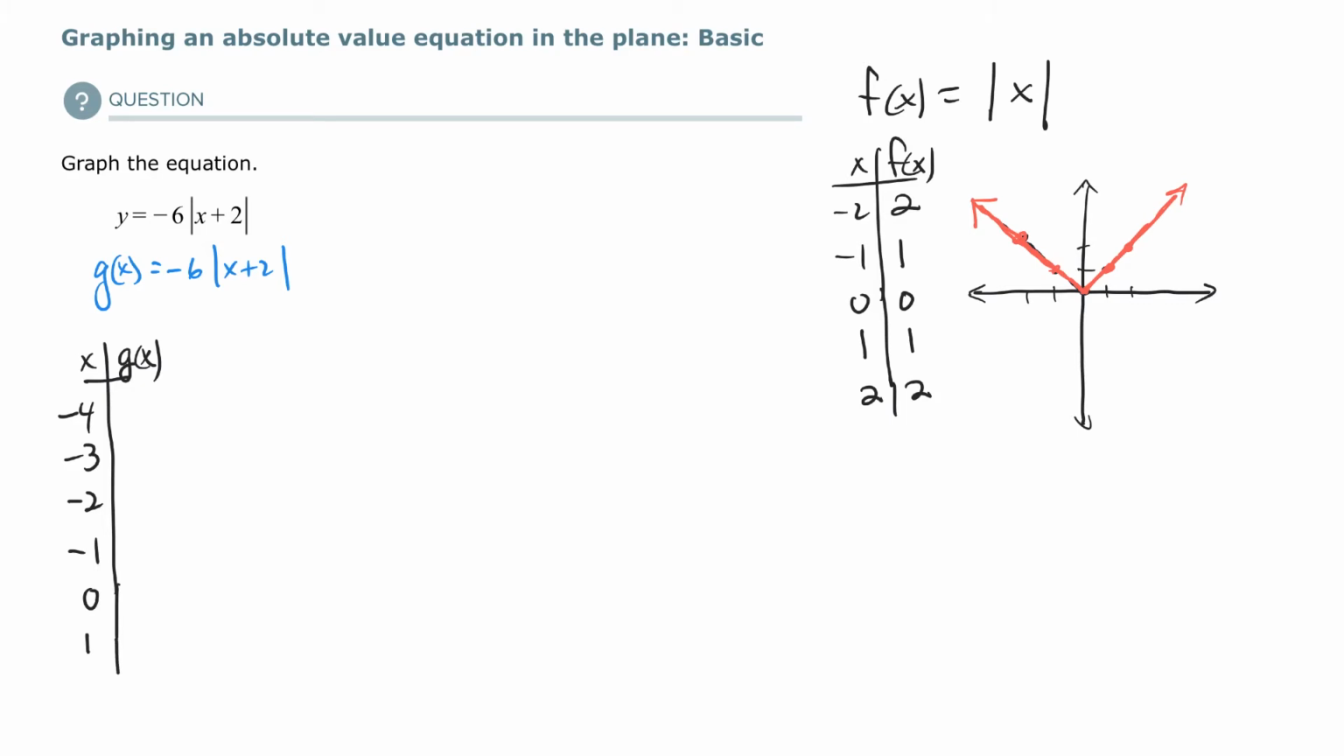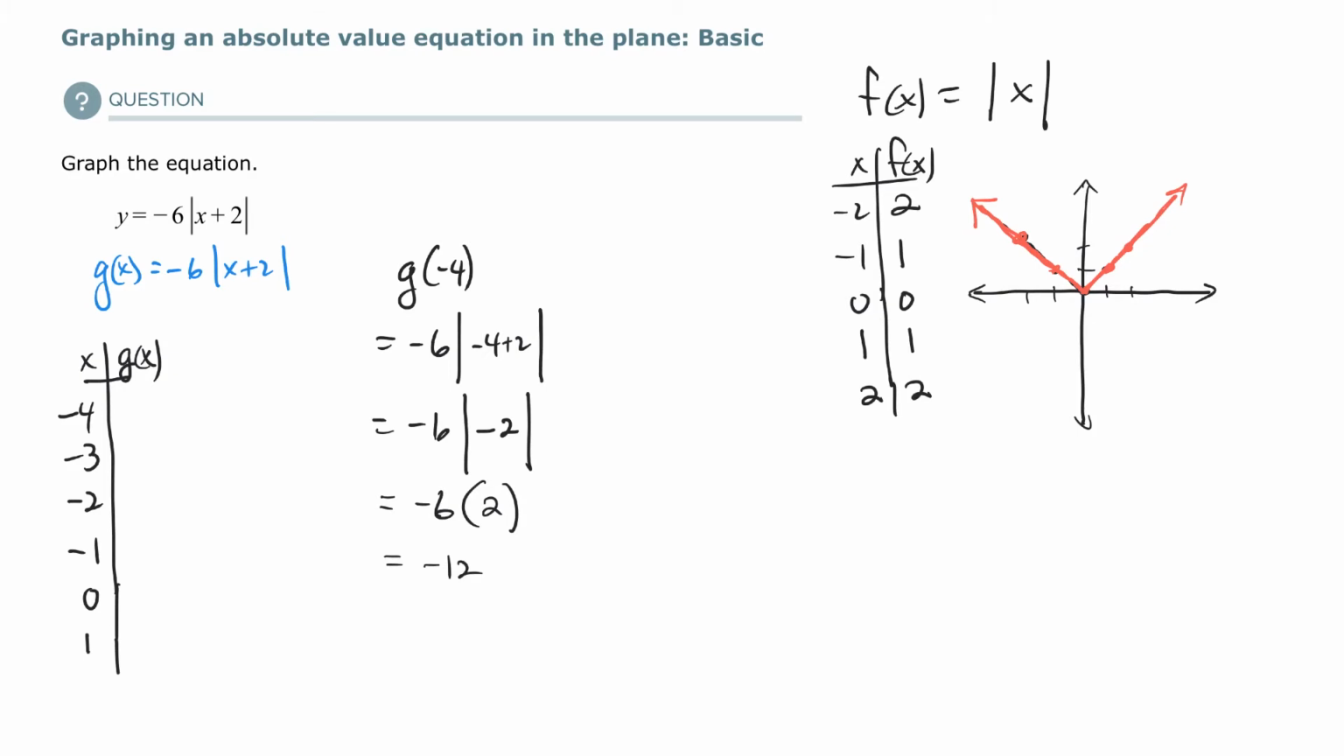Let's look at g of -4. What is g of -4? It's an expression, so it's going to equal -6 times the absolute value of -4 plus 2. Now the absolute value acts as parentheses. So we have to do inside the absolute value first. That would be the absolute value of -2. That says -6 times the absolute value of -2. So -6 times now +2 because we took its absolute value. So we get -12. So at -4, the y value, the output value is -12.